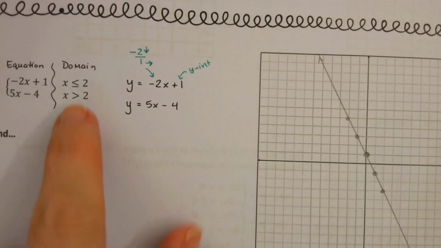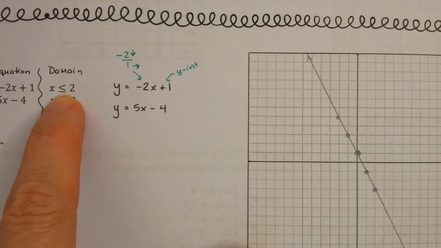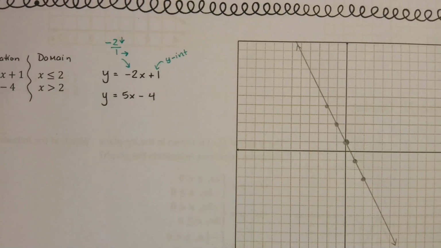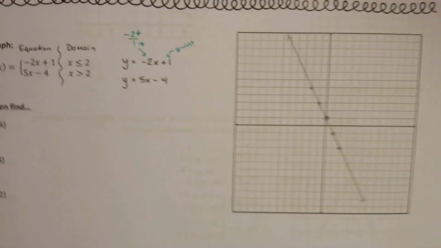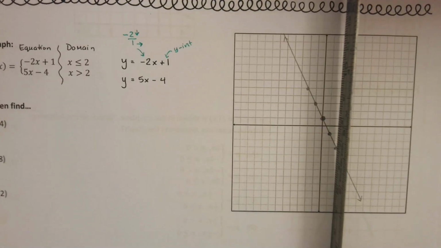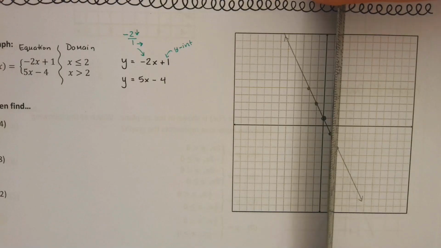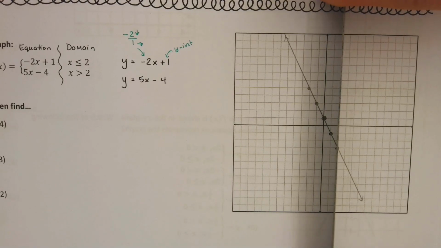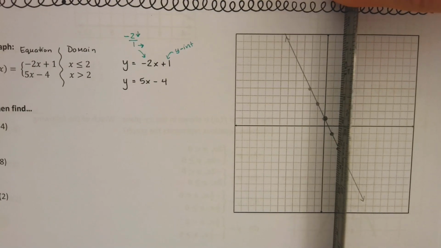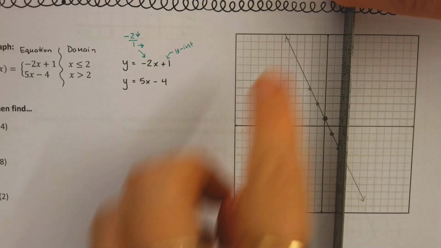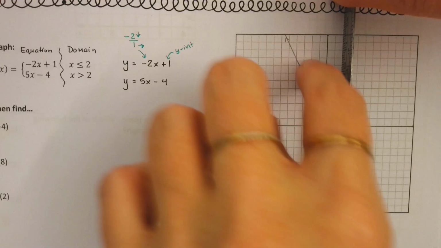But again, what do we want the domain to be? Just when x is less than or equal to 2. So I'm going to show you right where 2 is. Okay, so if you look up here, right here is right where 2 is. Okay. Which side of this graph do we want to keep then? Which side of this would be less than or equal to 2? The left or the right side of it? The left side. So we want to keep the left side because this is less than or equal to 2.